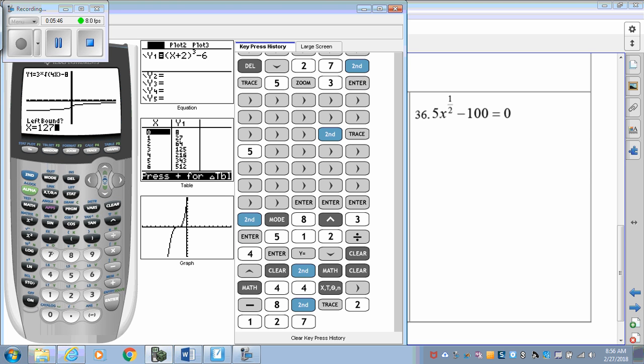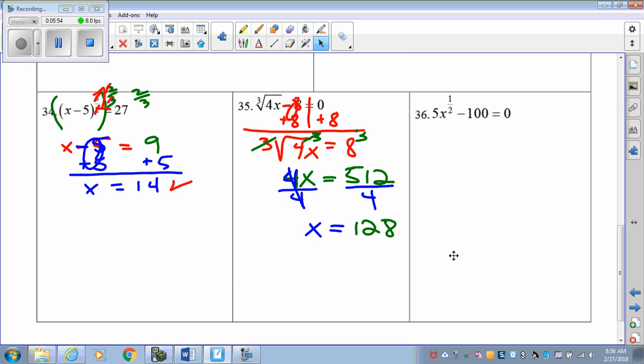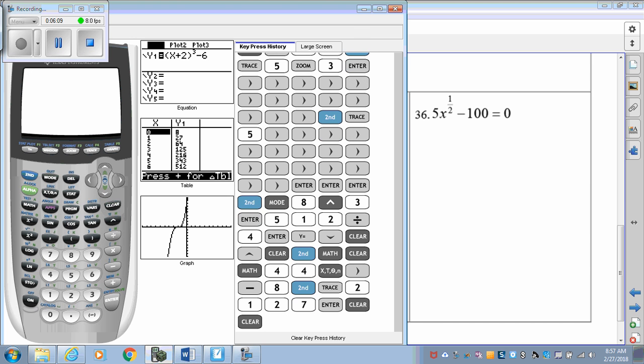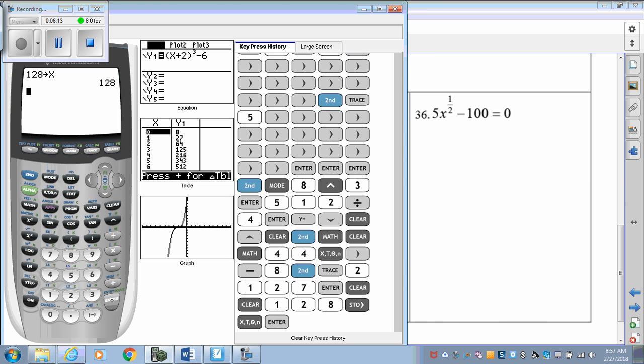So maybe I'll type in 127. I hit enter. And it doesn't like that. That's off my chart. I have to change the window, and it's kind of a pain. So this is a case where it's just easier to do the algebra, okay? And I could store that. I could do 128, store in x, to check it. All right, so I'll do 128, and I'll store that in x, and hit enter.